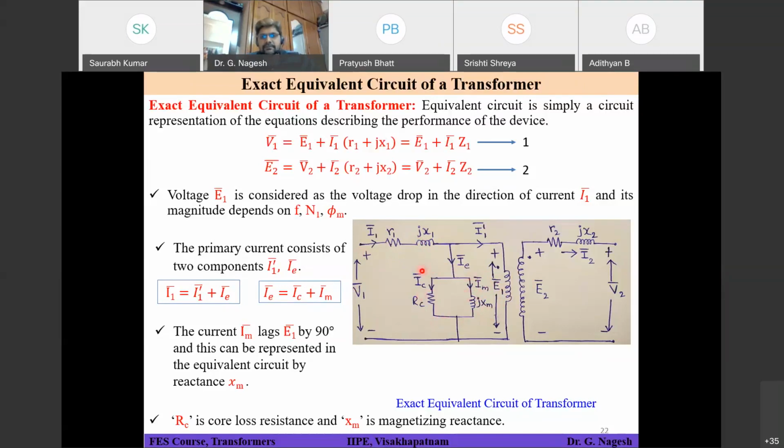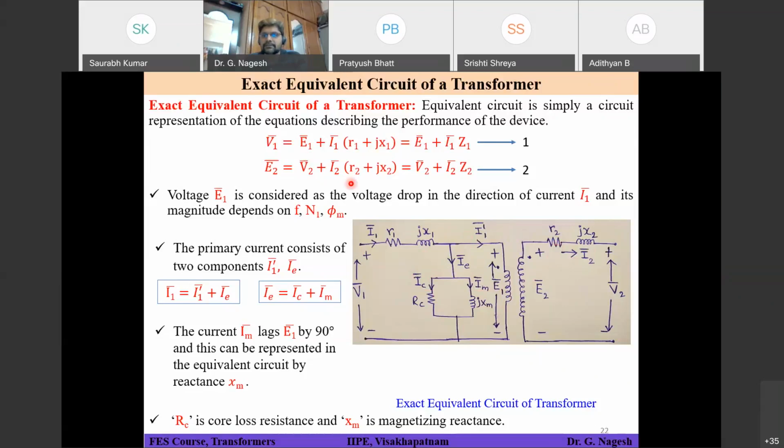This is the electrical equivalent of the magnetic core of the transformer. Okay, so that's what this shunt branch indicates. And we know I1 is equal to I1 dash plus IE. So that's why it is shown here, and I1 dash will be coming into the picture only when I2 is flowing in the secondary winding. Okay, so that's why I1 dash is flowing, since I2 is flowing.